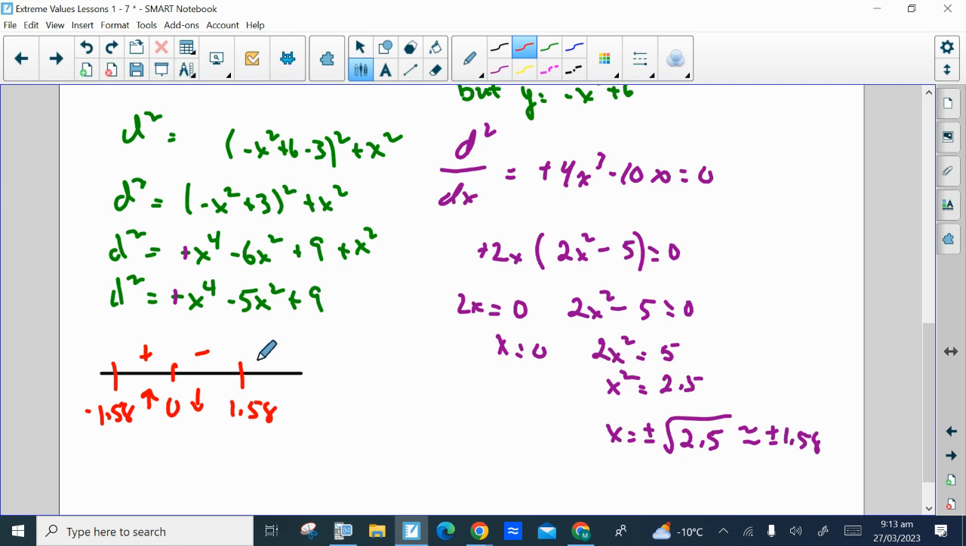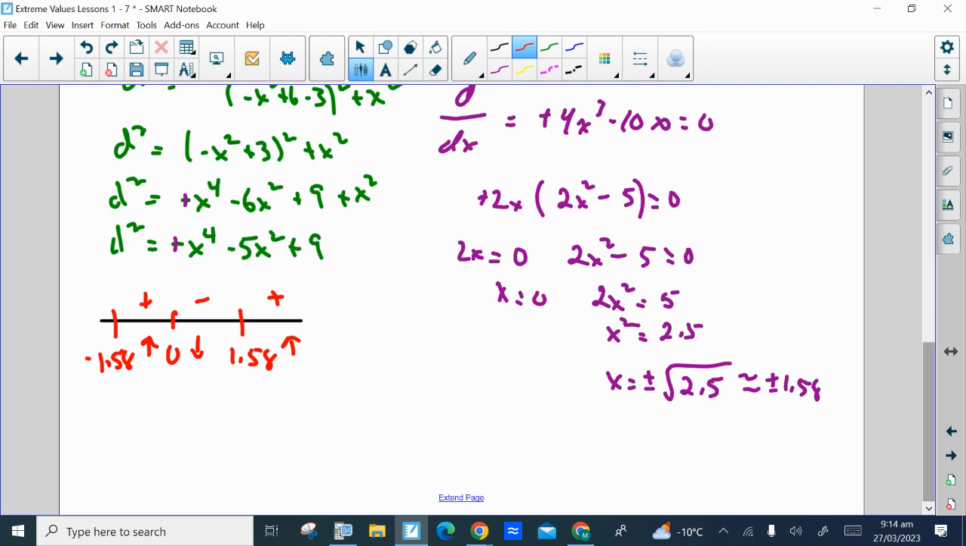A number greater than 1.58, a number like 2 cubed is 8, times 4 is 32. 32 take away 20 is a positive value. So that confirms that it's increasing in that interval. So from 0 to 1.58, it's decreasing. From 1.58 and on, it's increasing, which confirms that there's a minimum at 1.58. So there's your answer.